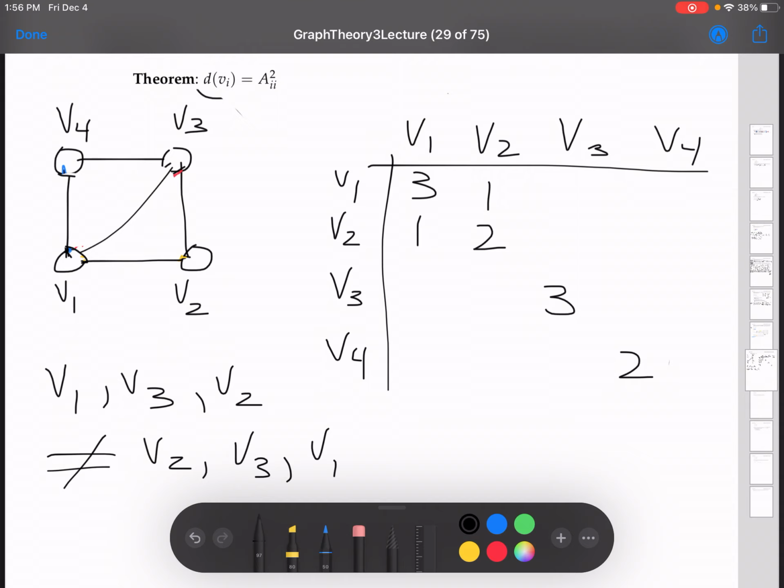Now let's look at this position here. This is the number of two-edge walks from V1 to V3. How many are there? There's 2 of them. You've got that one and that one. So that's 2. V1 to V4 two-edge walks: I think there's just one of them. V1, V3 was a 2, so V3, V1 is going to be a 2. And we got a 1 there as well for V1, V4, so V4, V1.